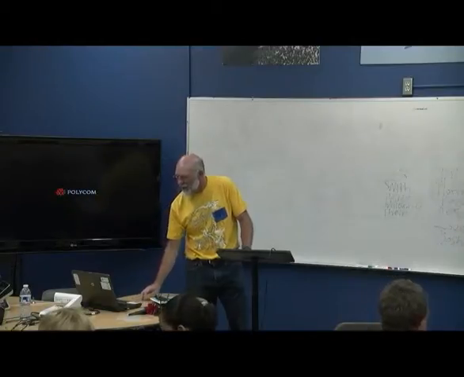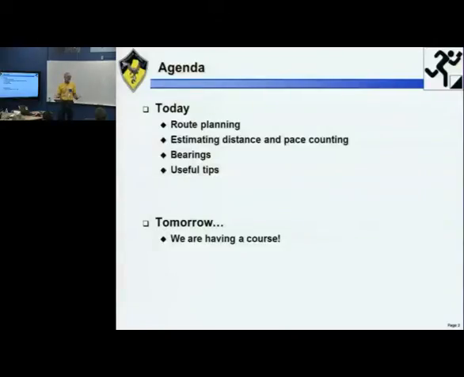Okay, so what we're going to be talking about today is route planning. Last time we talked a little bit about how to interpret the map with contour lines. Now we're going to be going into actually how do you plan the route. Also, we really skimmed over a couple things last time about how to take a bearing, pace counting, and how do you measure distance, so we'll cover a little bit of that as well.